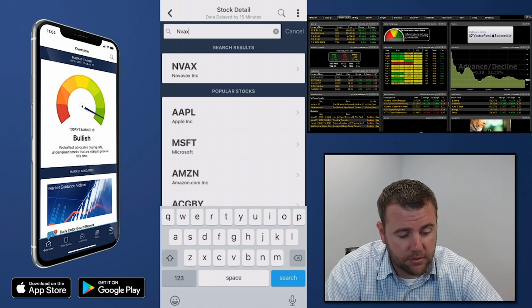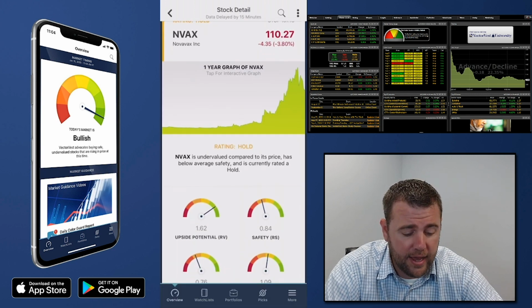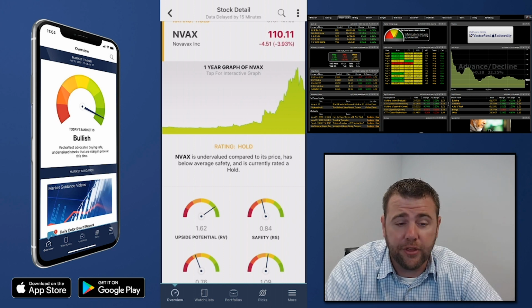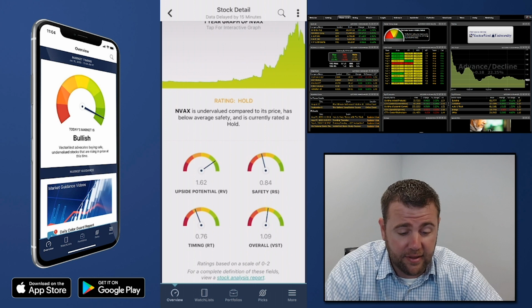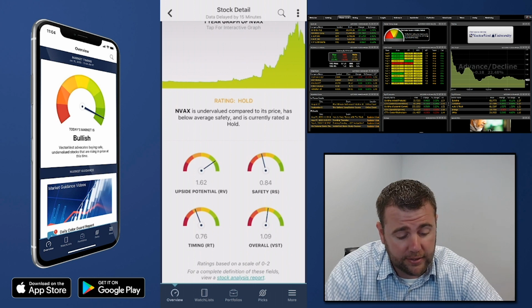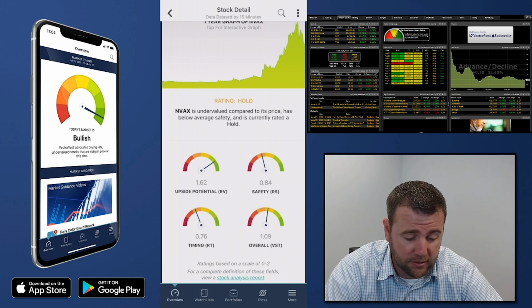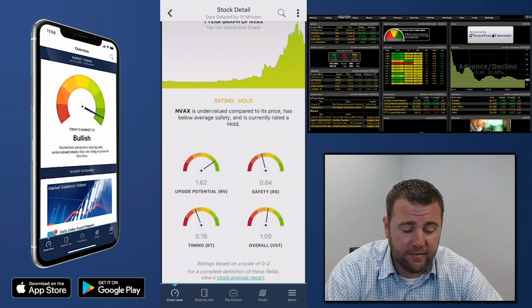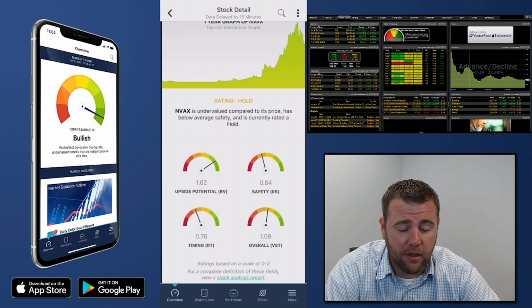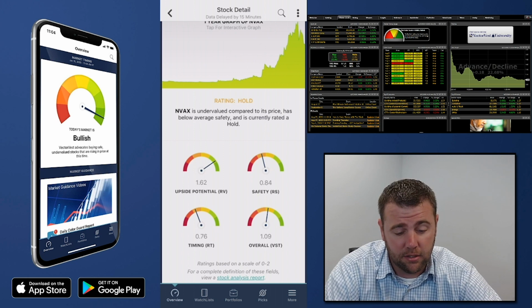NVAX. Let's go see. NVAX. Great long-term potential. Does have a lot of risk associated with it. No surprise there. It's in a pretty decent decline on a short-term basis. Stock is still favorable because it has good long-term potential, but the timing tells us it's just not the right time to be in it.